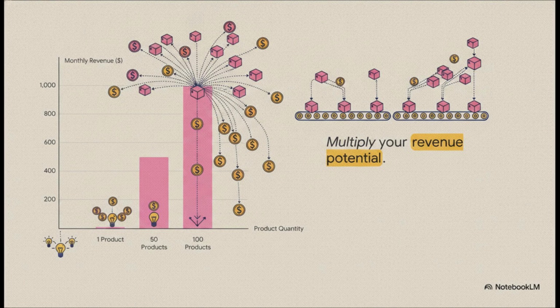But what happens when you run your factory process 50 times? Or 100 times? Now we're talking. $10 a month across 100 products is a solid $1,000 a month of completely automated income. You're no longer sitting around praying for one single product to go viral. Instead, you're building this massive multiplying portfolio.